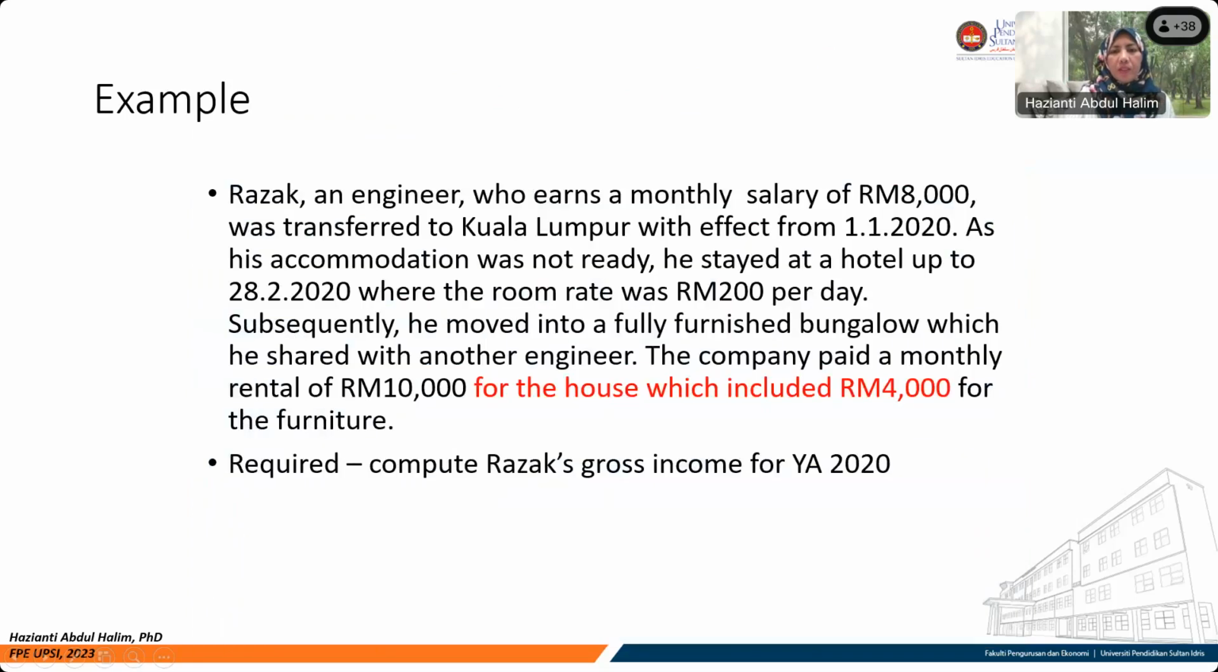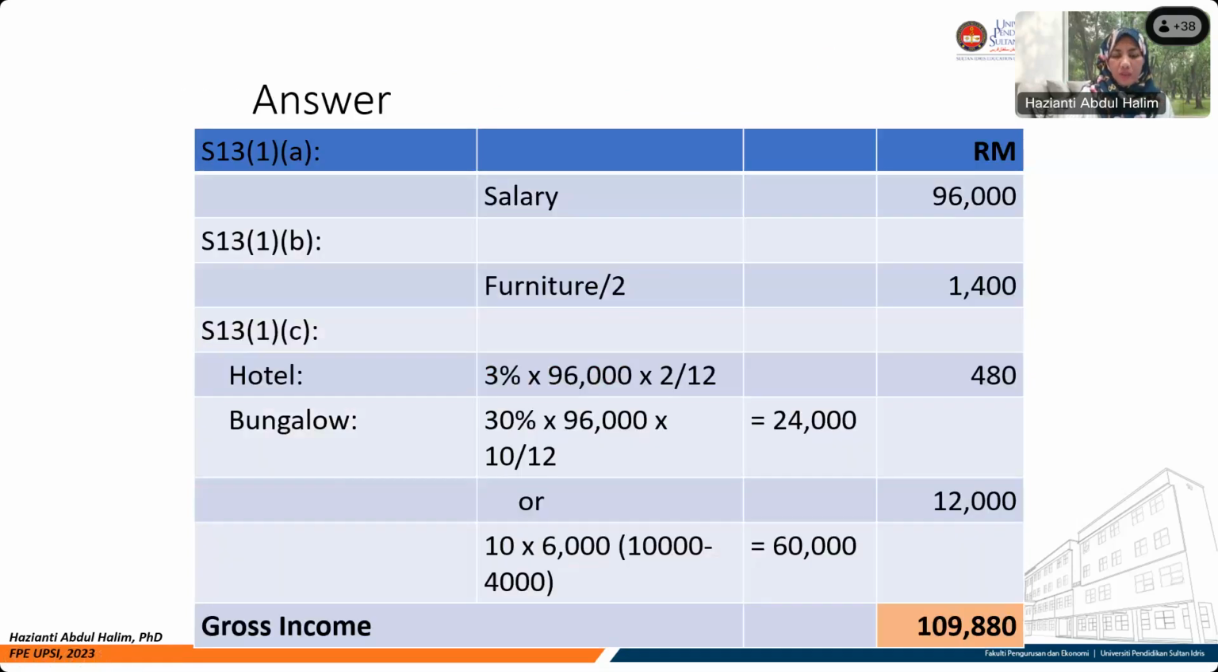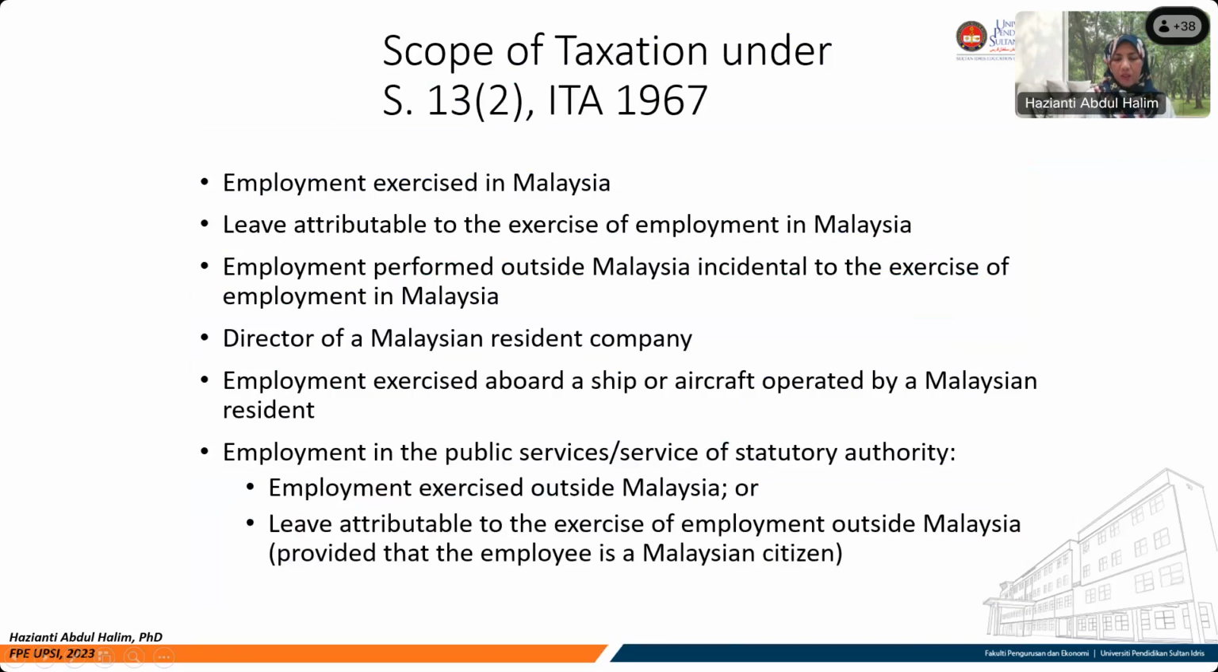So here tadi rumah dia pun fully furnished. So fully furnished kalau kita tengok dekat dalam table kita 3360, so you kena bahagi jugalah darab 10, 12 bahagi 2. Okay. Ini apa?